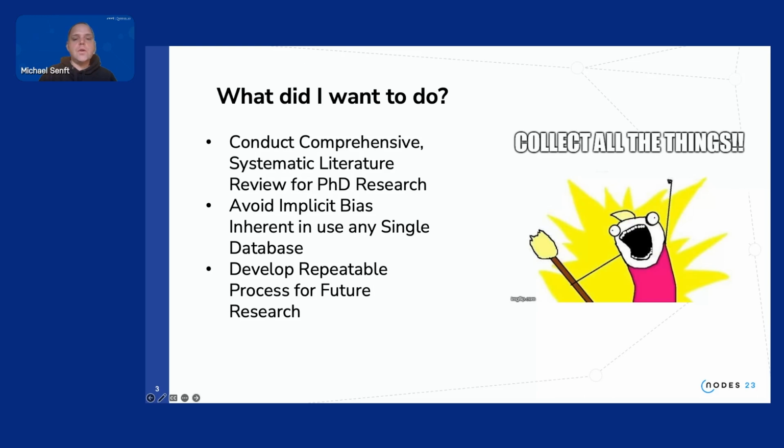In my literature review, I wanted to draw from a wide range of sources to minimize bias. Selection of a single source of data, regardless of how expansive, introduces bias based on how the data was originally collected, even for academic literature. Finally, I wanted to develop a repeatable process for conducting computational literature reviews for future research.